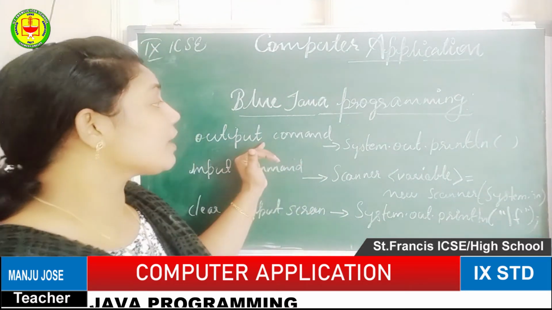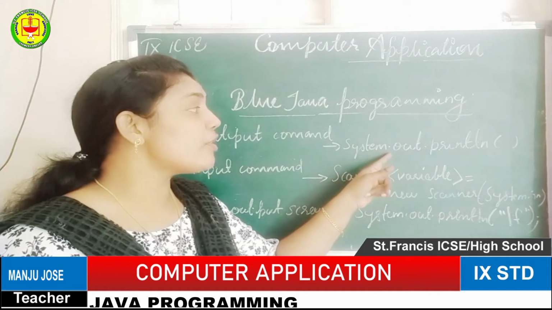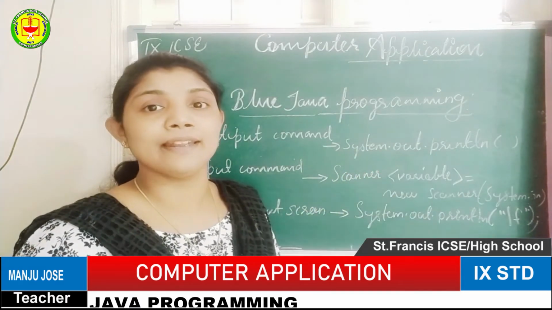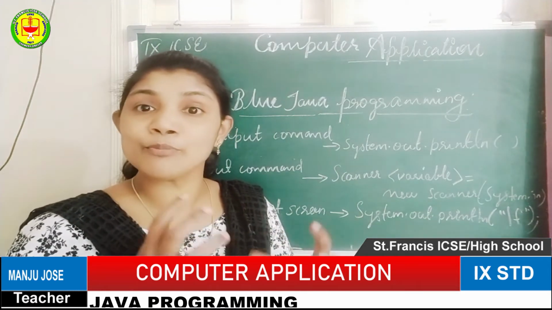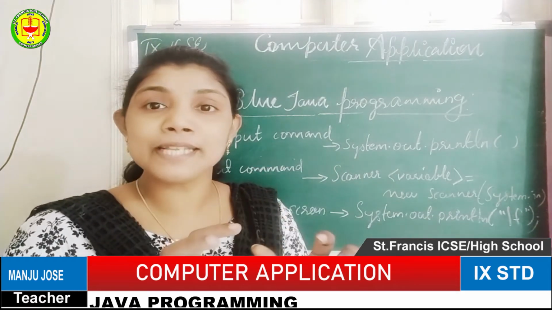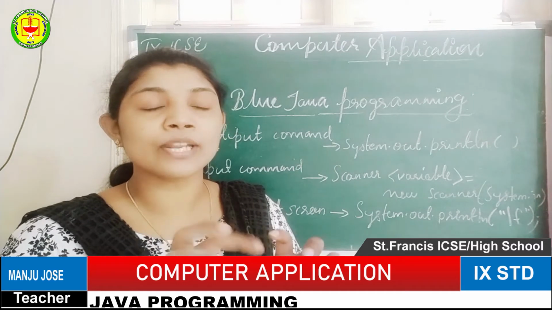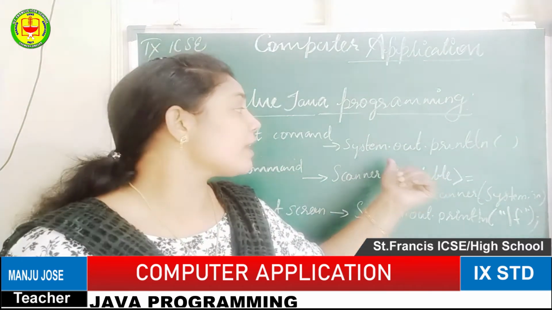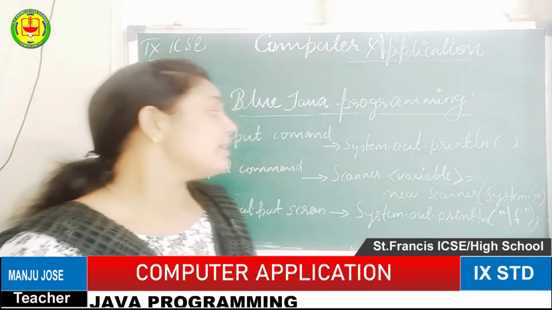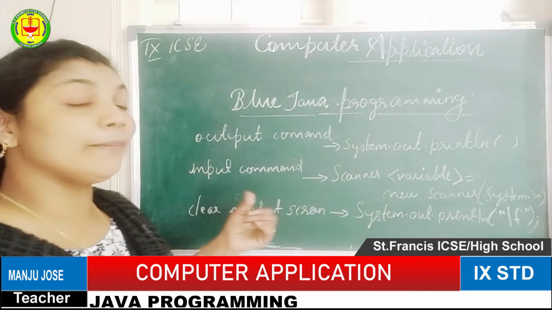The output command in Java means System.out.println. System.out.println is the output command. The output command is used to display the output or display messages or anything. If you want to display something, we depend on the System.out.println command.